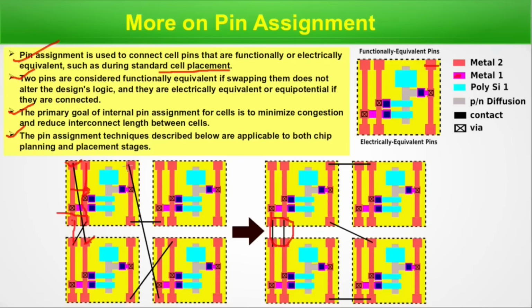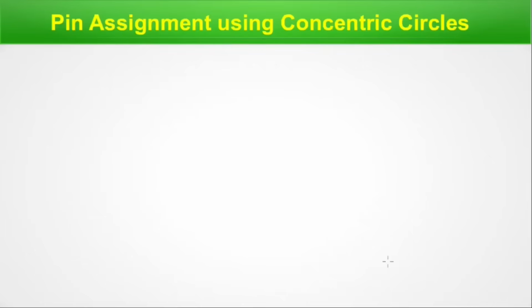Similarly, this and these are equivalent, and now these two are equivalent. So if we swap, this is simplified. No one is crossing another one. There is no crossing of signal lines. They are not crossing each other. This way we swap positions and simplify the connectivity. We are done with this slide. We will move to the next slide.